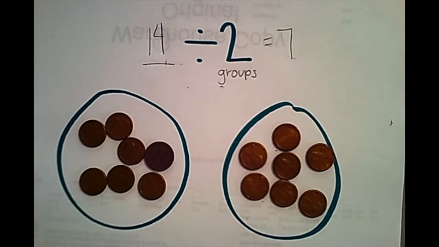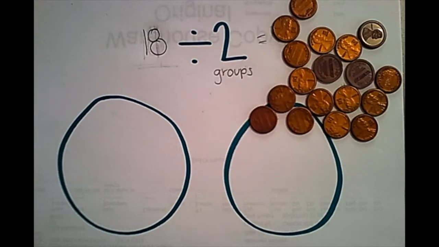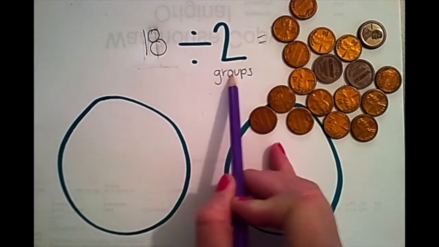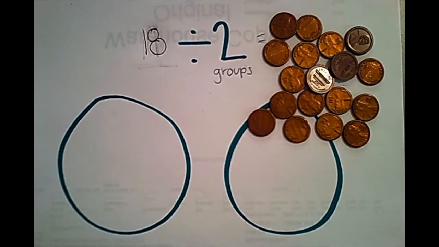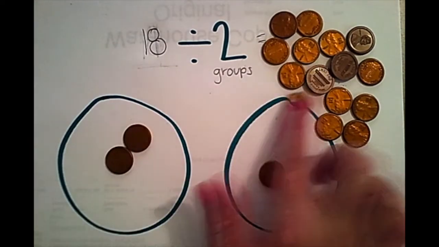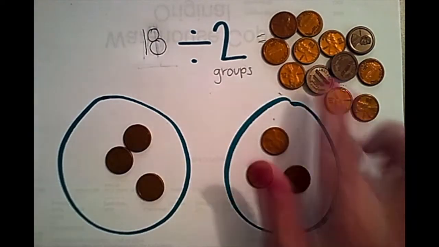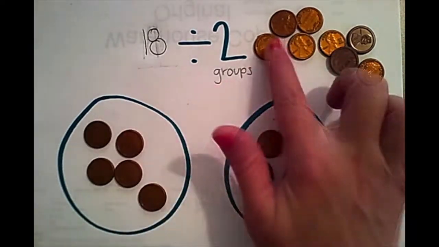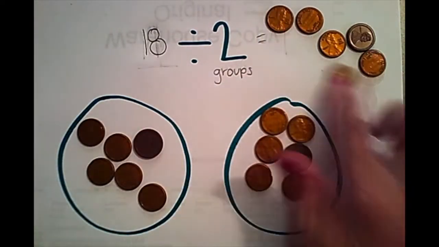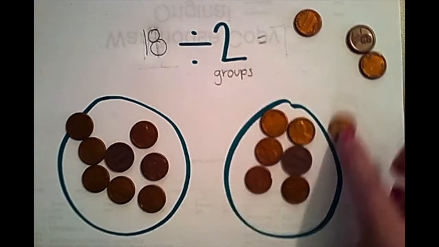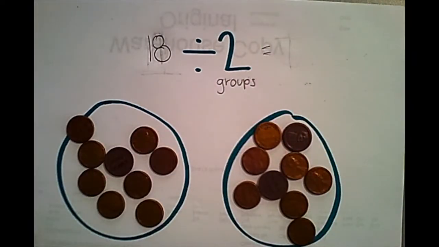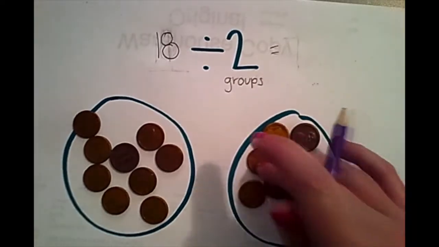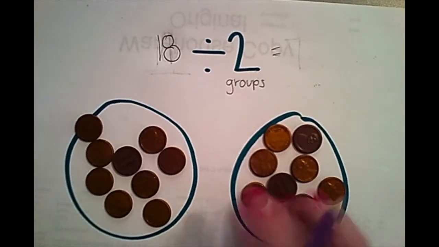Good, we're going to do one more. So now we're going to do 18 divided by 2, and we have our 18 pennies right here, and we're going to divide those into 2 groups. There you go. So how many are in each group? 2, 4, 6, 8, 9.